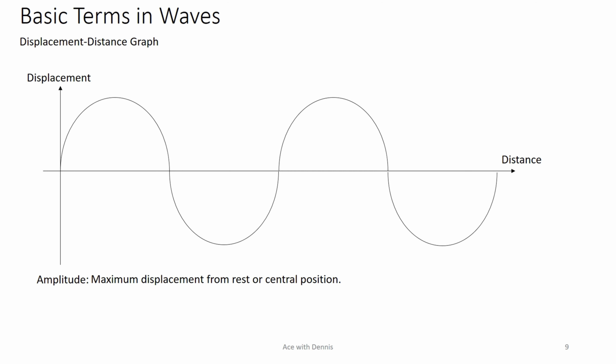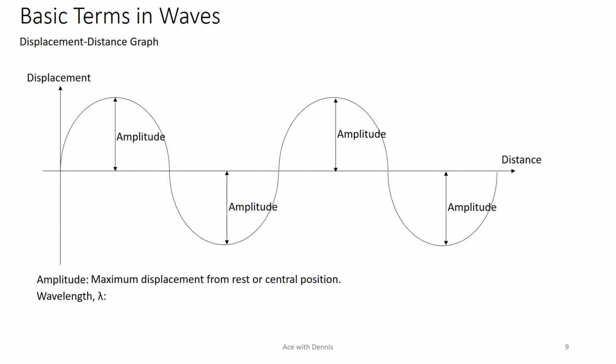Therefore, from this graph, this length is the amplitude where we measure from the central position to the peak. Or, this length is also amplitude as we measure from the central position to the maximum displacement at the bottom. Similarly, this length is also amplitude, and this length is also amplitude.